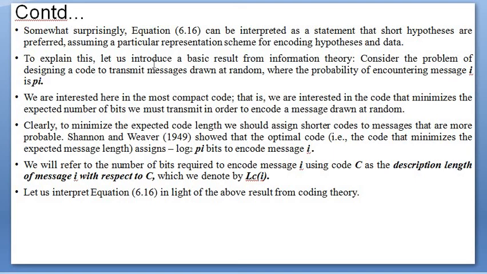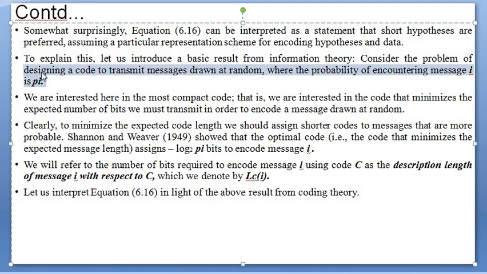So to explain this, let us introduce a basic result from information theory. Consider the problem of designing a code to transmit a message drawn at random, where the probability of encountering message i is p_i. So we want to send a random message drawn from a transmission medium, from a source to a user or destination.